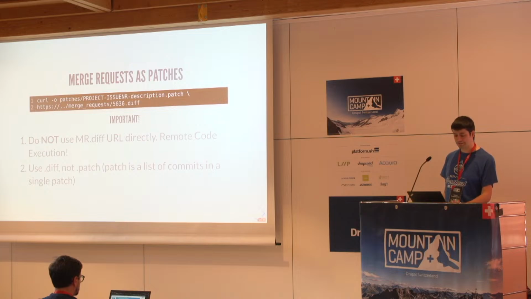What I forgot to mention is that you can just add .diff to the URL of a merge request, and then you get the diff file. Use diff, don't use patch, because patch gives you a diff for each commit, and that sometimes doesn't apply anymore.